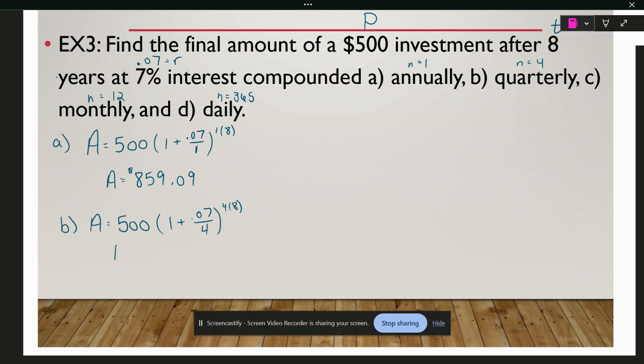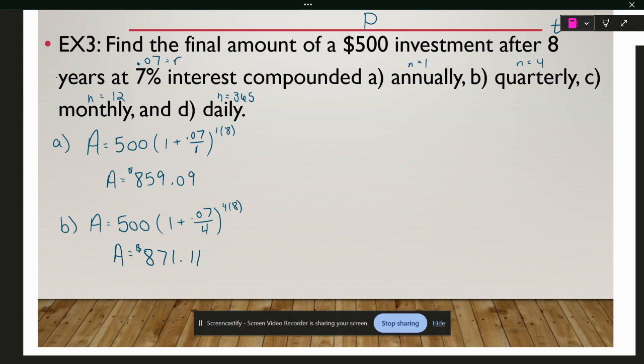And I'm getting an answer of $871 and rounded up 11 cents. So if you're plugging this into your calculator for the first time, I like to do this in steps. It's totally up to you how you want to do this, but I usually do 0.07 divided by 4, enter, plus 1, enter, to the 32nd power, or 4 times 8, enter, and then times 500, enter. And that should give you your answer.